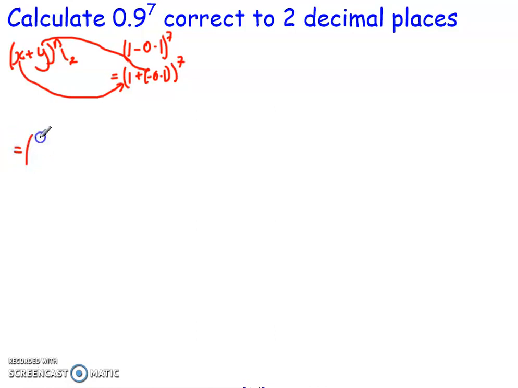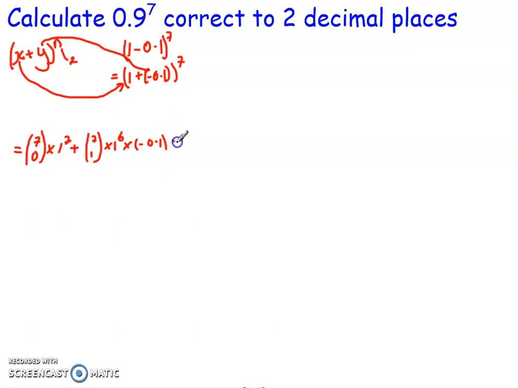So I'm going to do my first term, still going to be given by the same set of binomial coefficients. So I get 7, 0. That's then going to be times 1 to the power of 7. I'm then going to get plus 7, 1 times 1 to the power of 6 times my negative 0.1.